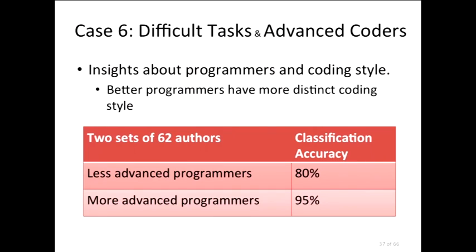We also wanted to see the differences between an advanced programmer versus a programmer that has a smaller skill set and how this is reflected in their coding style. And we saw that advanced programmers had a lot more unique coding style compared to coders that had a smaller skill set. And the difference here is 15%. And this shows a large and very significant difference in coding style.